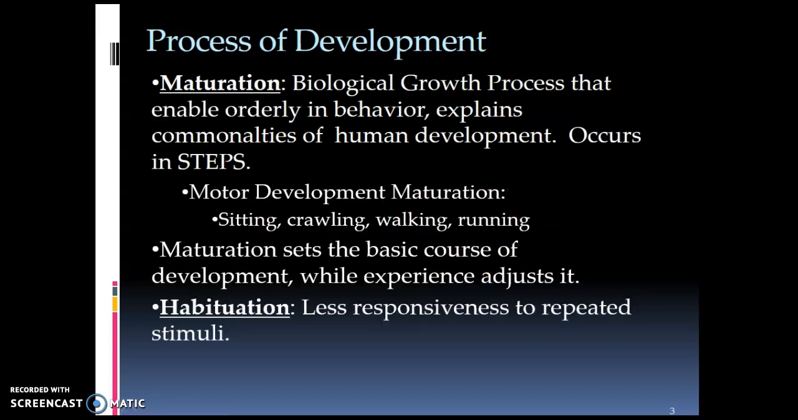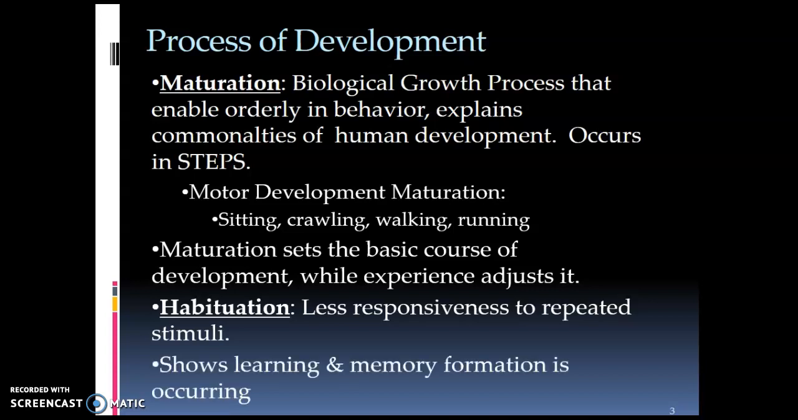The second one we look at is habituation. This is going to show that the child, the person, or the human is experiencing less responsiveness to repeated stimuli. So a child, when it first hears a cell phone ring, it may be startled. The second or third time, it's not as startled. The fourth or fifth, it doesn't even react. Basically, what this is going to show us is that the organism is learning and forming memory.